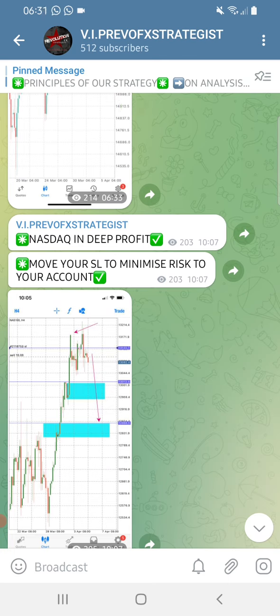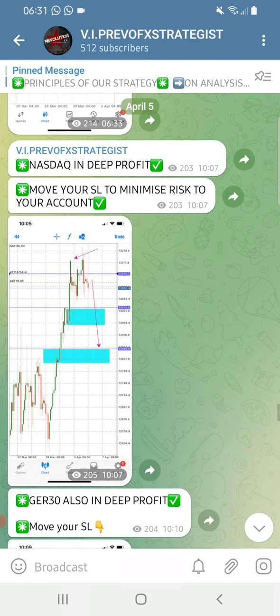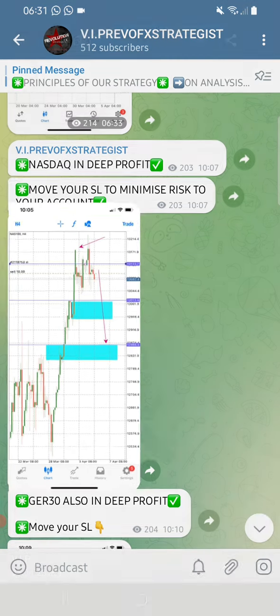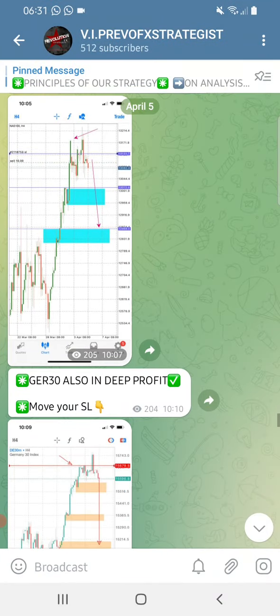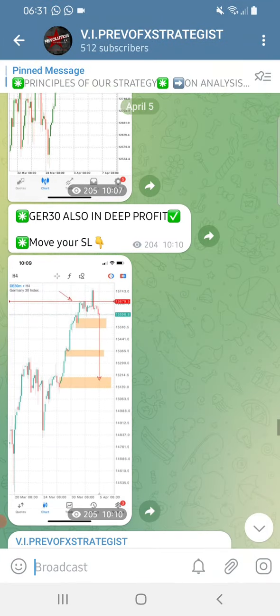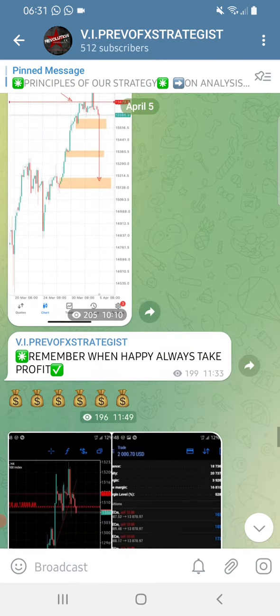Nasdaq was in deep profit, and then we had to move our stop loss to minimize the risk so that it gets closer to the entry zone. Just like you see on the picture here, we had to reduce the stop loss and then move it right above our entry area. So that was at 13133.7. Okay, and German 30 also was in deep profit. We did the same.